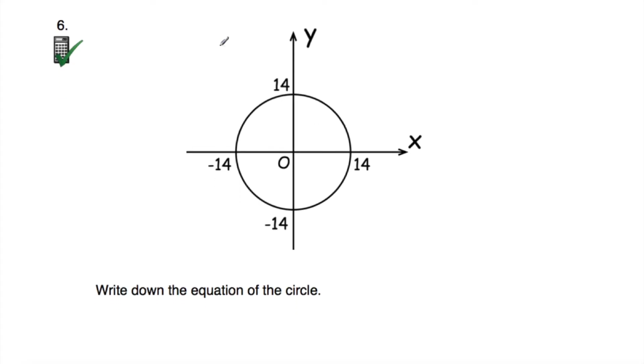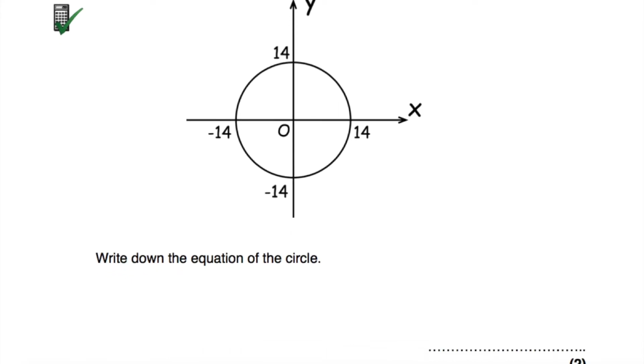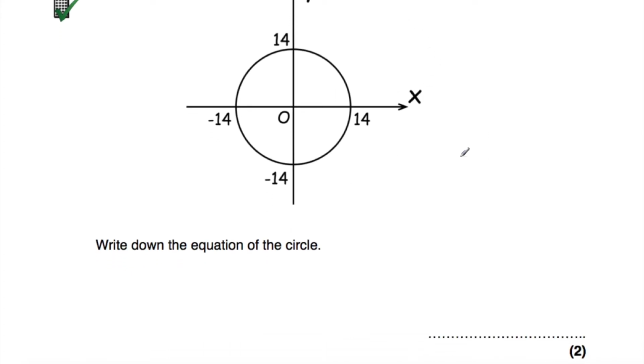So question number 6, we've got this sketch. We've got our x-axis, our y-axis, and our circle. And we've been asked to write down the equation of the circle. Now this is a calculator question, it might help us square the radius. Actually, I do know the 14 squared anyway. So the equation of the circle is x squared plus y squared equals r squared, because it's a circle with centre at the origin, so it's going to be x squared plus y squared, and that equals the radius squared.